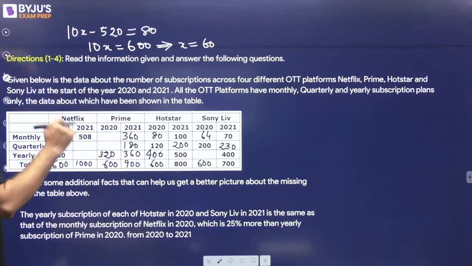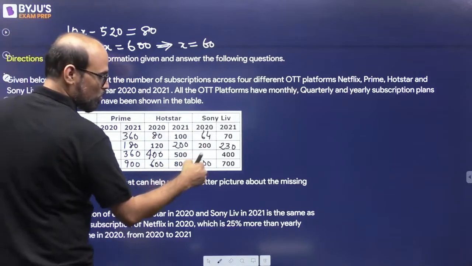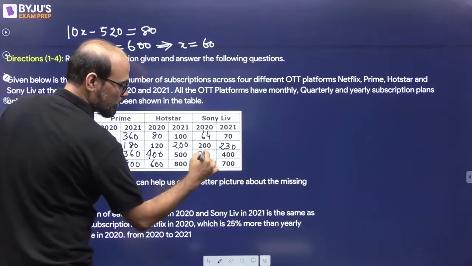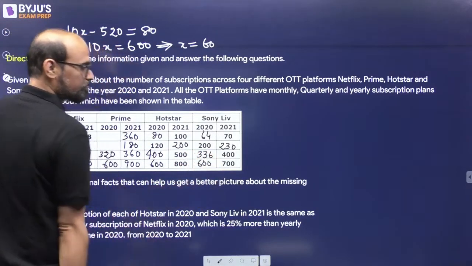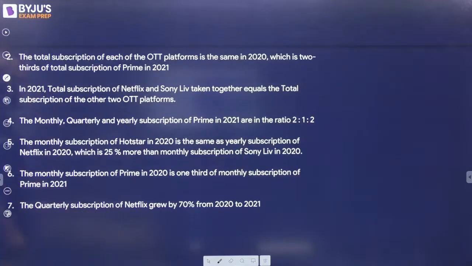64 ka 1/4 is 16. If you add that, you will get 80 over here. So we have 264 as of now. तो हमें 600 चाहिए. So this is going to give us 336. 2 more columns left.